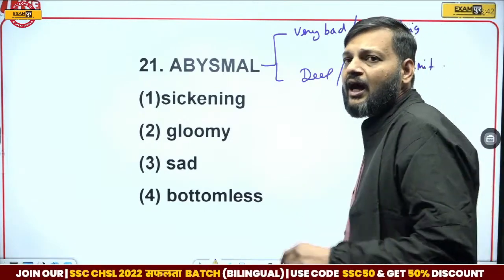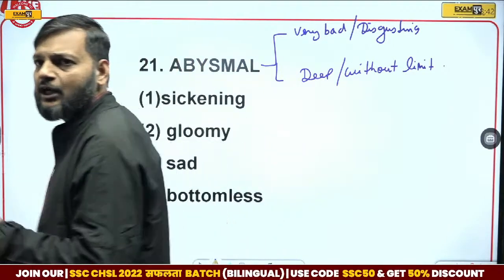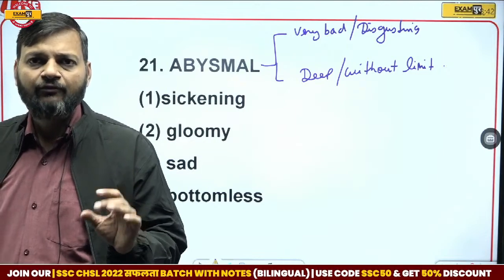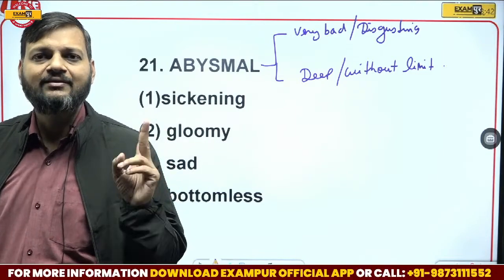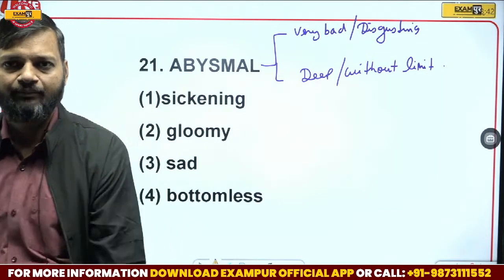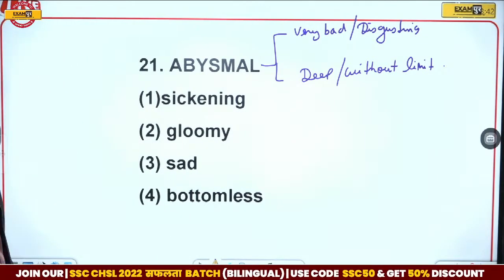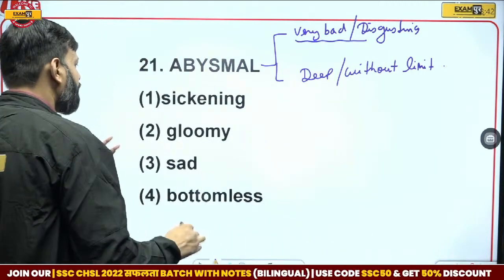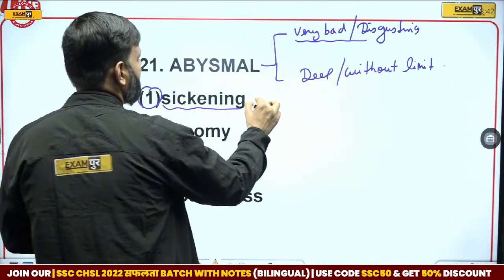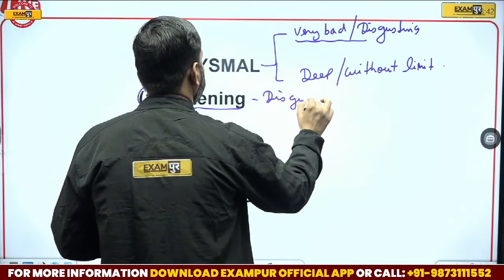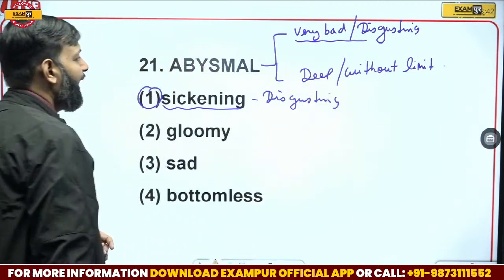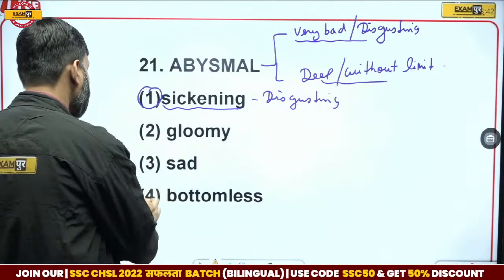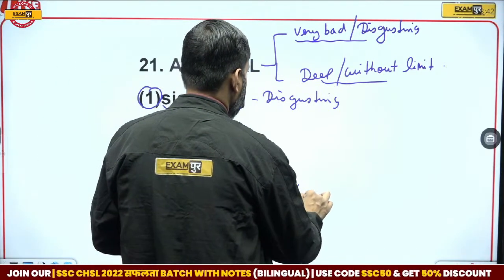Okay, there are two meanings of the word abysmal. One, very bad, disgusting, and the second meaning is deep, without limit. If we consider the meaning very bad and disgusting, the synonym would be sickening, because sickening means something very bad and disgusting. And if we consider deep and without limit, its synonym would be bottomless, because bottomless means without limit.